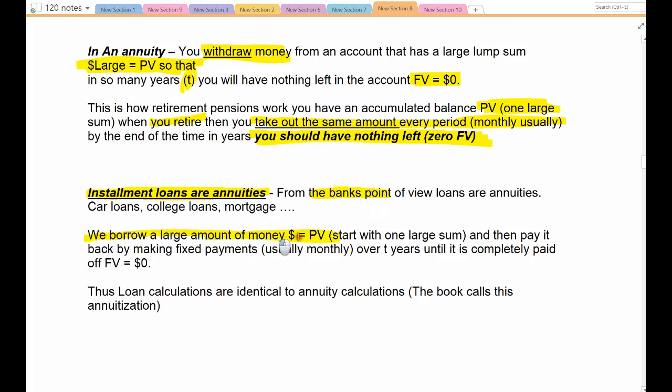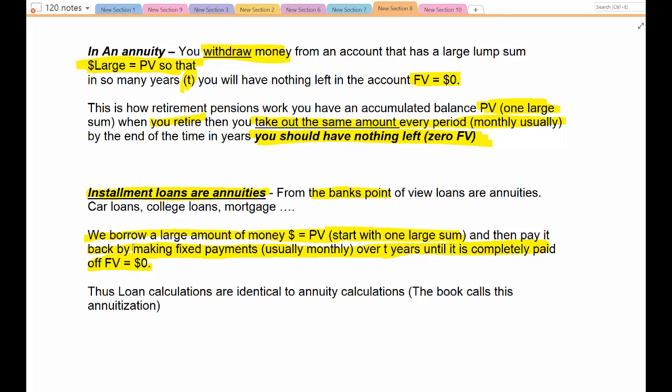You borrow a large sum of money, that's the present value, and then you pay it back making fixed installment payments every month over T years. At the end of the T years, you've paid off your loan, and you owe them zero. The setup is exactly the same. It's just a different point of view, but the formula is identical. As long as you didn't miss any payments, you owe them nothing, so the future value is zero.